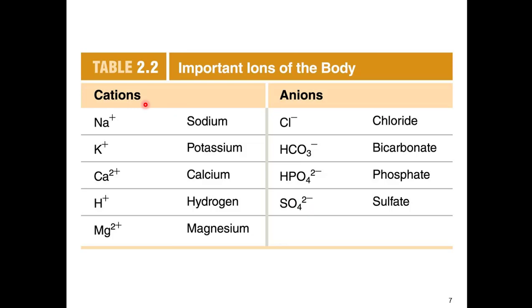Now, two other terms that you should understand here are cations and anions. These denote either positively charged molecules in the case of cations, or anions being negatively charged. So if I ever say anion, you should understand I'm talking about a negatively charged molecule, usually an atom. As you can see here, many of these are atoms, but some of them are full molecules as well.